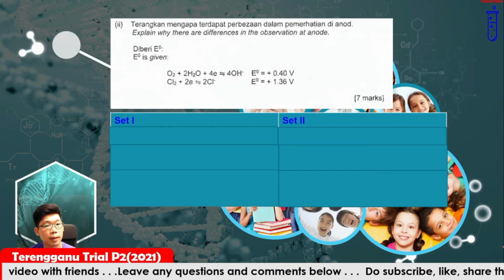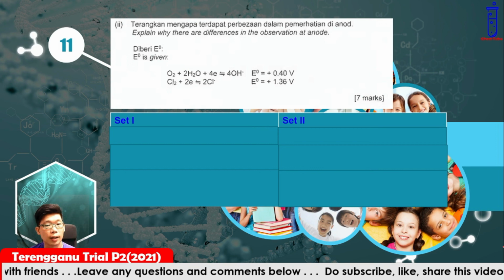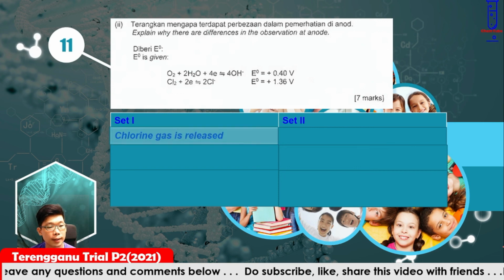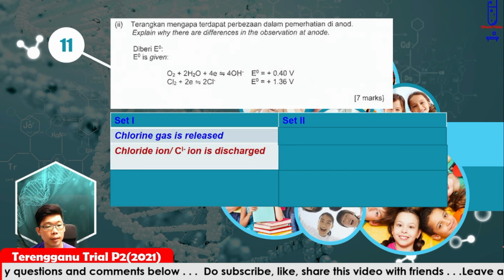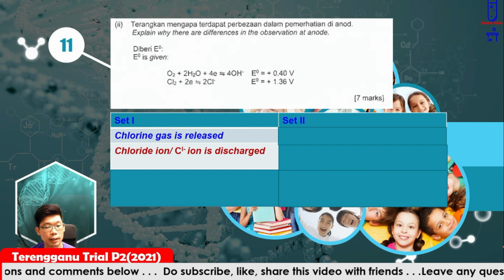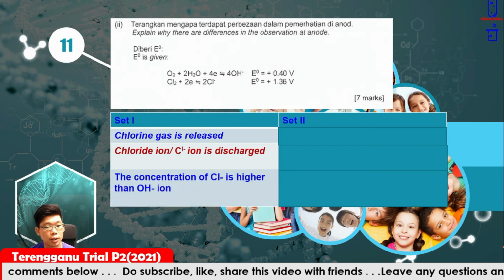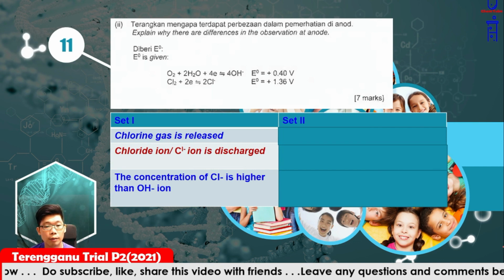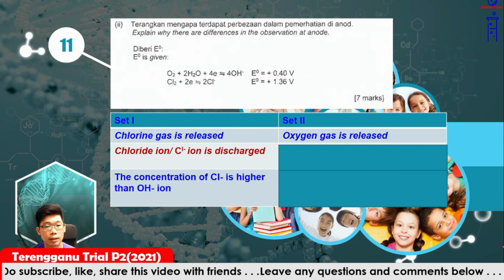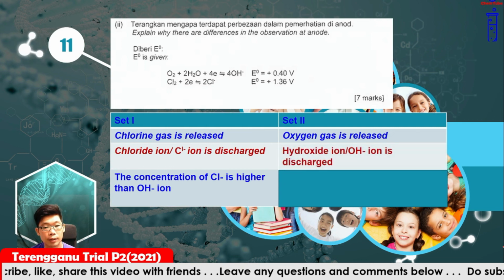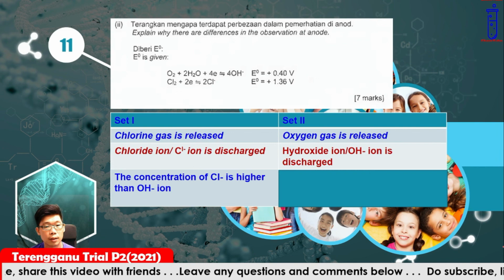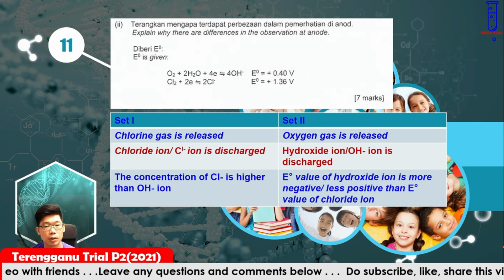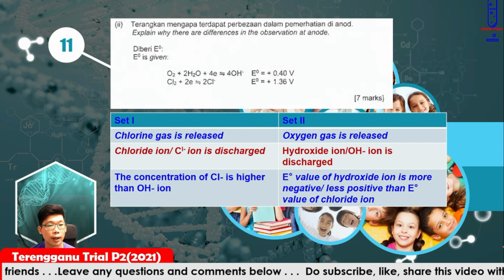Explain why there are differences in observation at the anode, given the E0. For set 1, chlorine gas is released because chloride ions are discharged, as the concentration of the chloride ions is higher than hydroxide ions. Meanwhile for set 2, oxygen gas is released because the hydroxide ions are discharged. Why? Because the E0 value of the hydroxide ions is more negative, or less positive, than the E0 value of the chloride ions.